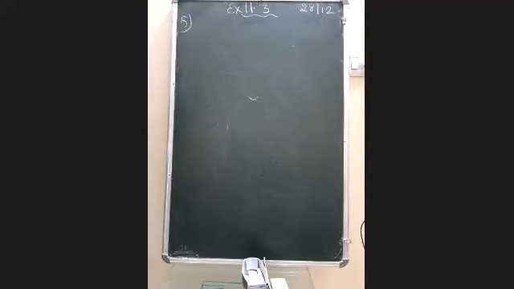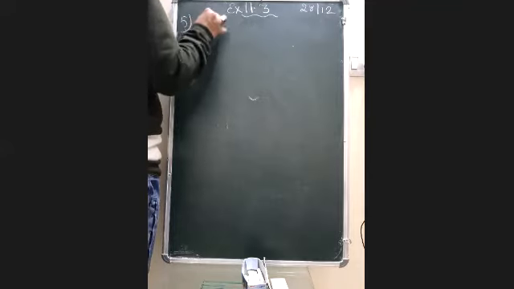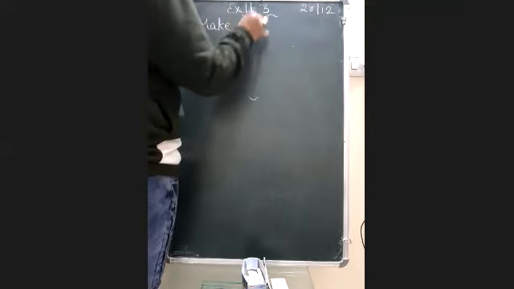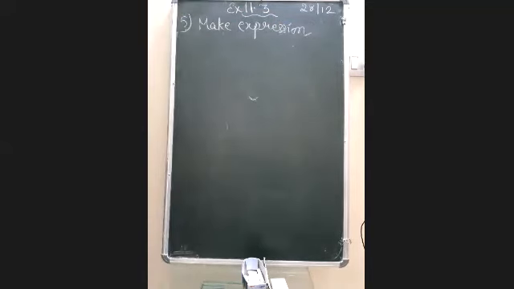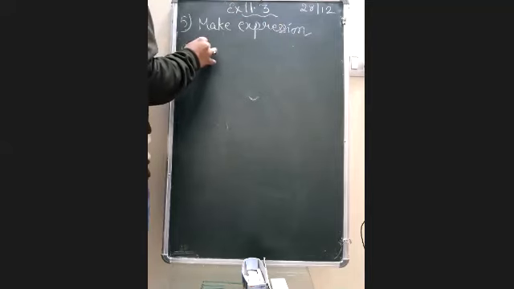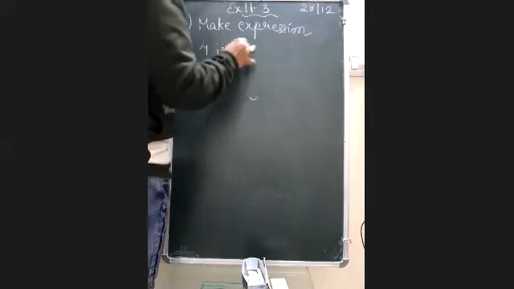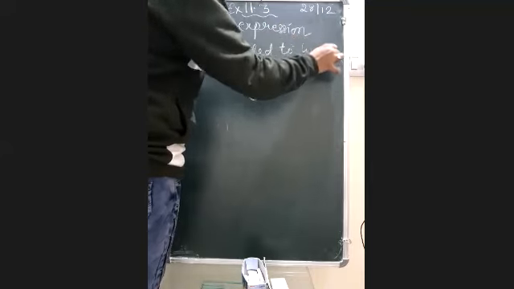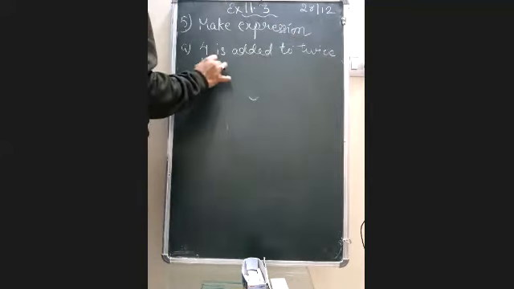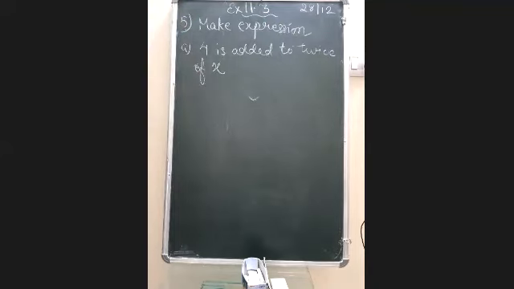Now, two operations means I am explaining it to you. Suppose the question comes, make expressions, or form expressions. Suppose the question is like this: 4 is added to twice of x. Okay. Now, if you see this question thoroughly, you will find two operations running here in one question only.